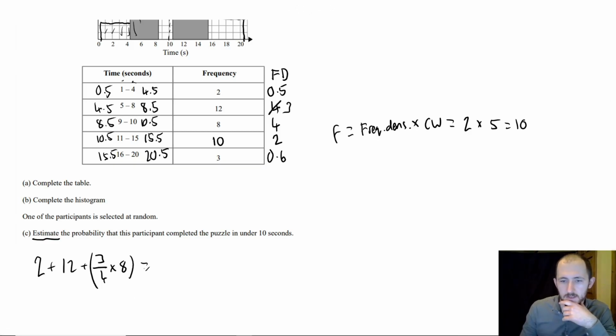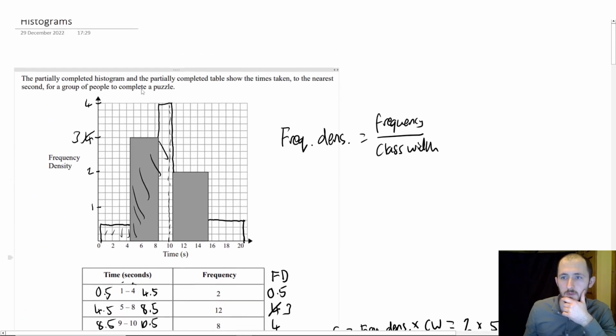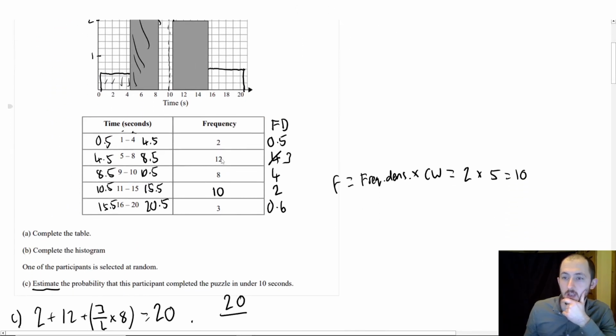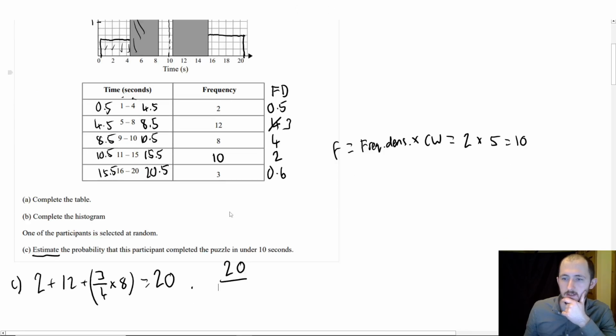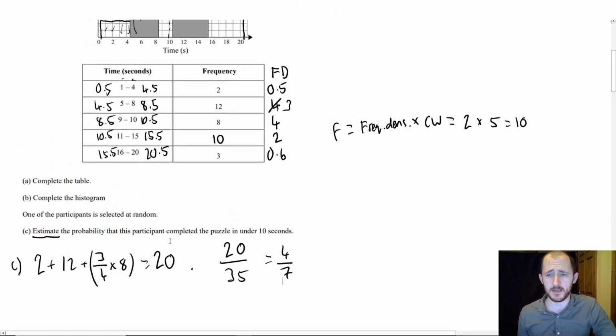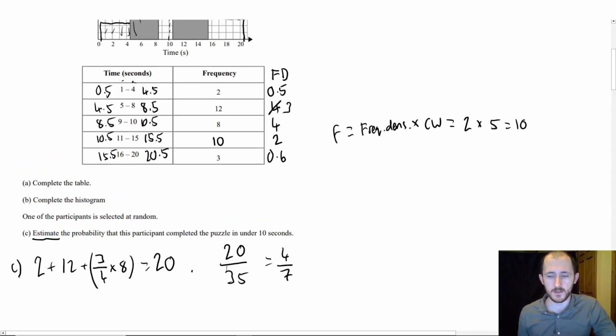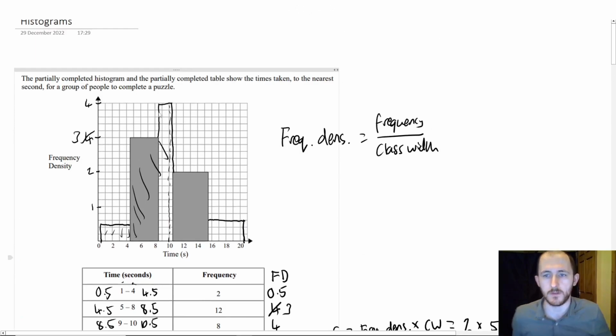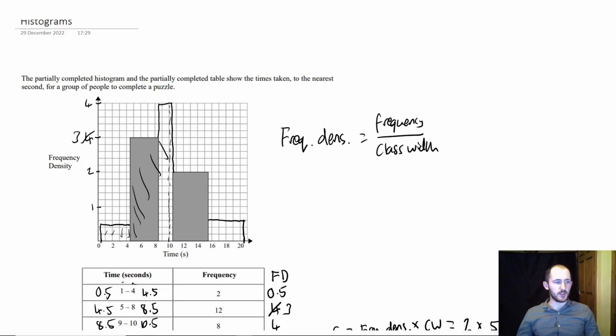Now if we equate this, we get 2 plus 12 is 14. 3/4 of 8 would be 6. So in total we have 20. So the probability, and again this is for part C, is going to be 20, the number we have, over the total. And if we have a look at the total, it doesn't actually tell us. So 2 plus 12 is 14, 22, 32, 35. Which again would just be 4/7. And that's it. So again, remember when you're estimating probability, you're looking for the number that you want over the total. And in this case, the number that we want is actually part way through the bar. So we have to take that into consideration.